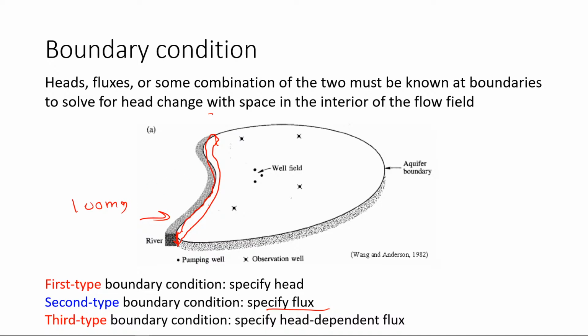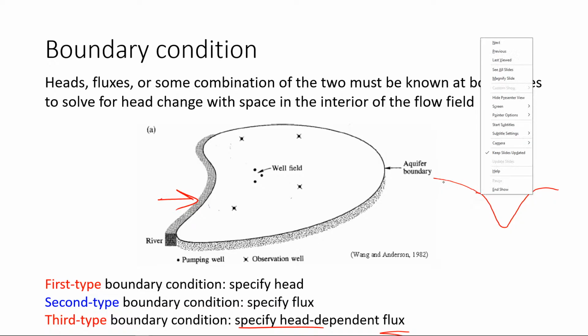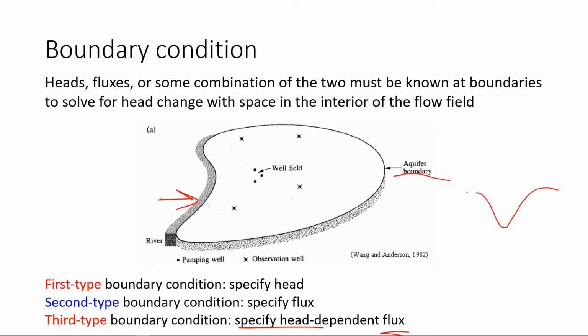Then there's boundary condition type 3, which is specified head dependent flux. So the amount of water that's flowing will be head dependent. What does this mean? You usually find this at a stream, for example. So let's say you have a stream here, that's your land surface, that is your stream level here, that's your water table. So you have head in the aquifer, and you have head in the river.